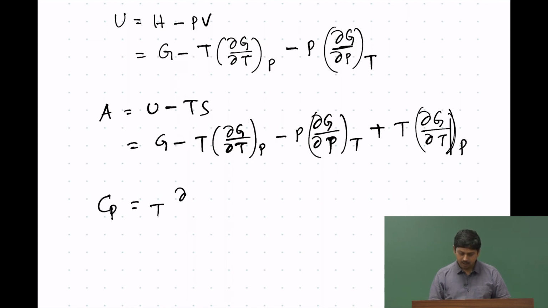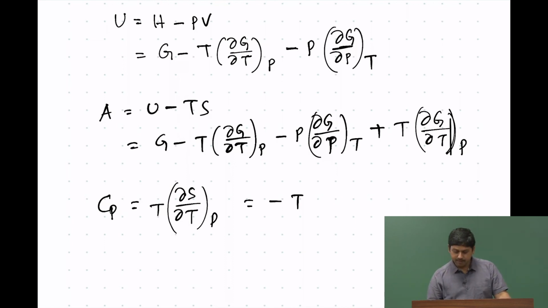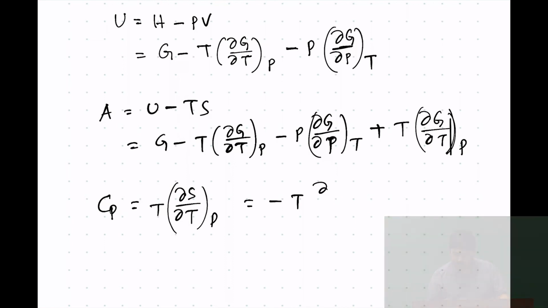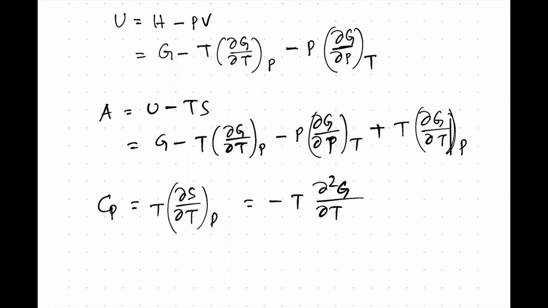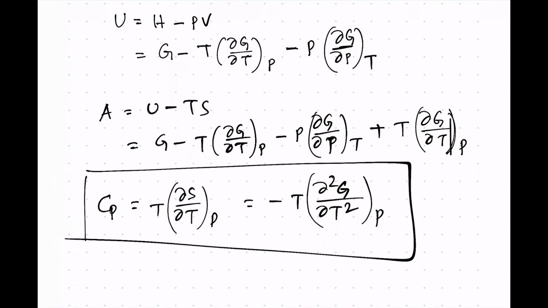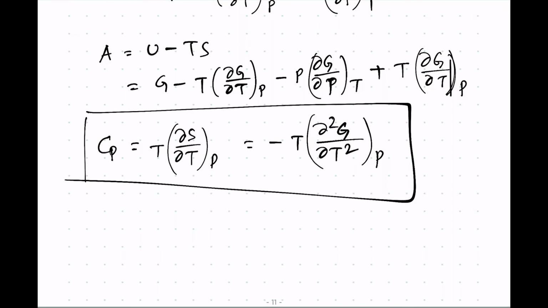So, you can see that we can get pretty much everything from G. Cp, as you know, is T del S by del T at a constant pressure, which again is minus T, and S is again the derivative with respect to G, right. So, it is minus T del 2 G by del T 2 at constant P. Now, you see why heat capacity is the second derivative of the thermodynamic potential, and that can be shown for every other quantity as well.